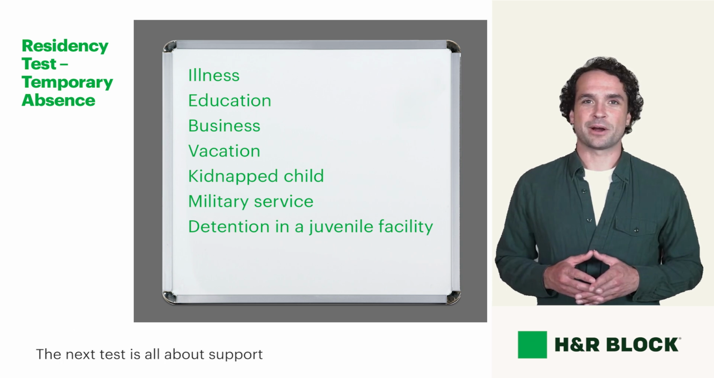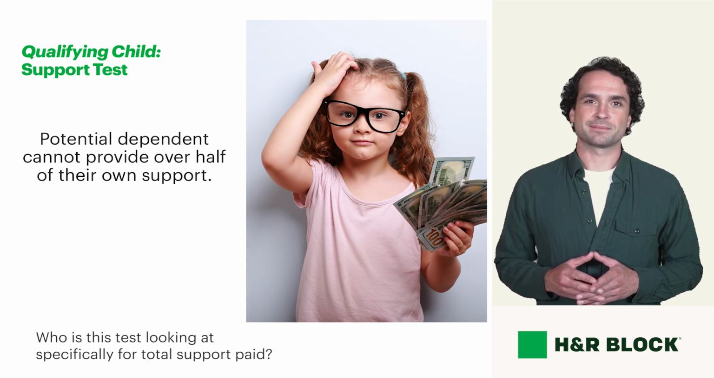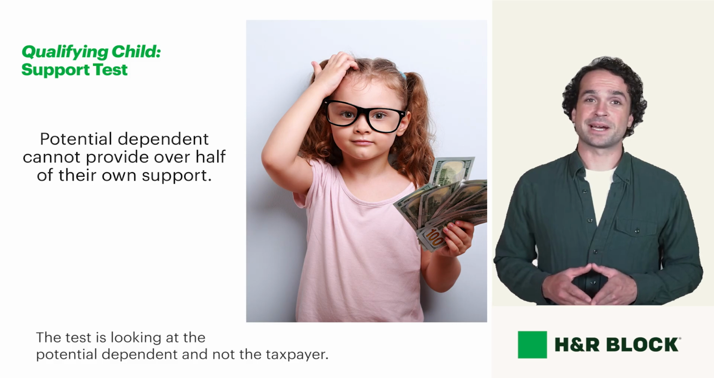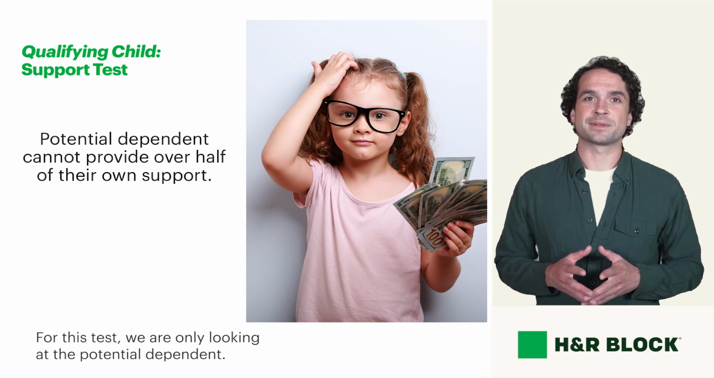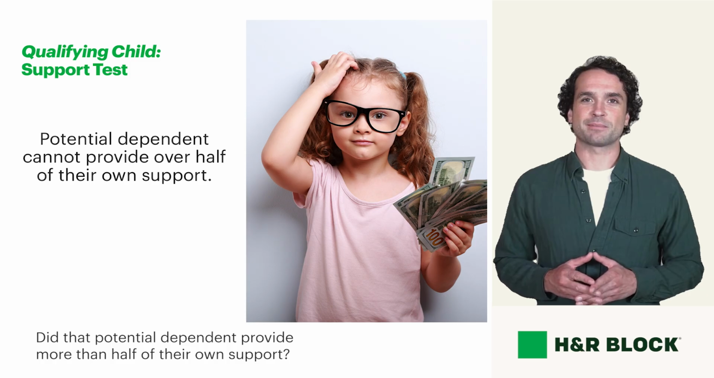The next test is all about support and who provided it. To meet the qualifying child support test, the individual cannot have provided over half of their own support. Who is this test looking at specifically for total support paid? The test is looking at the potential dependent and not the taxpayer. For this test, we are only looking at the potential dependent. Did that potential dependent provide more than half of their own support?